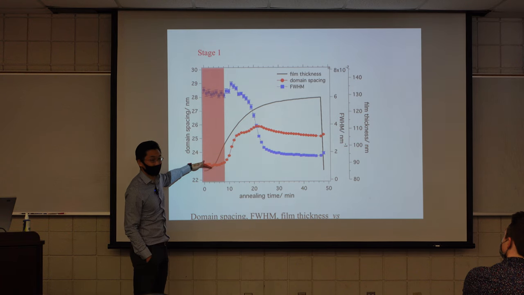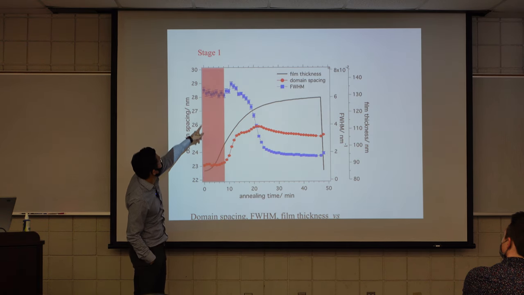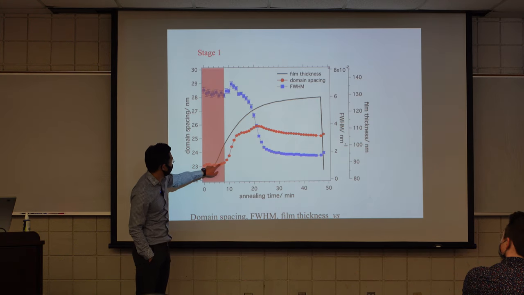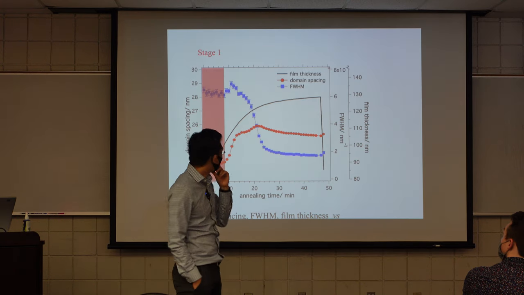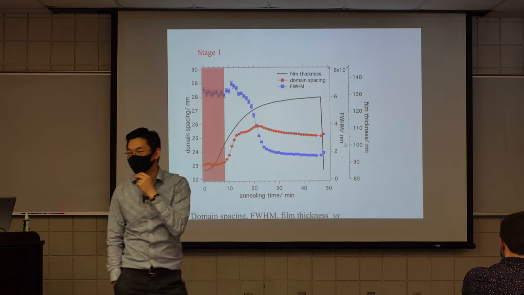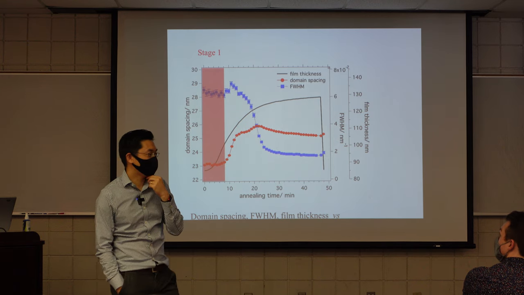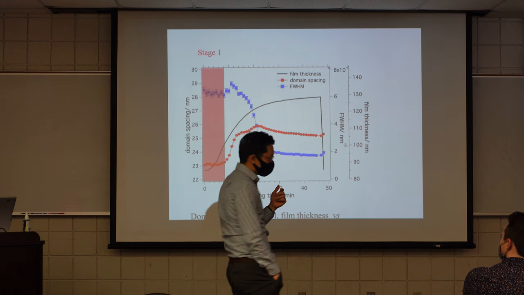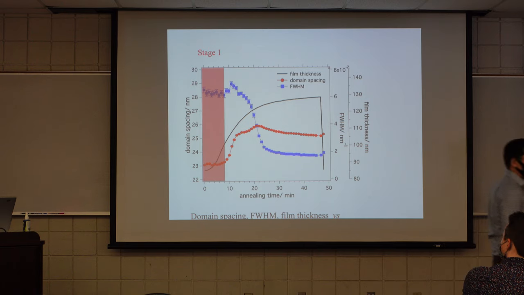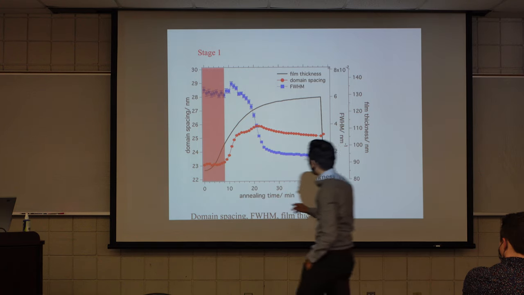nothing happens in the full width at half max almost. And for domain spacing, there's a little bit of shift, but not a lot. So why? Our conclusion was the solvent goes into your film and fills some voids in there. But in the meantime, your film is still glassy. You have PS-PVP. The glass transition temperature for polystyrene is up to 100 degrees Celsius. So what the solvent does is plasticize it, make it move. You need to reach a certain amount to make the polymer mobile at room temperature, so you need more plasticization to allow it to move.